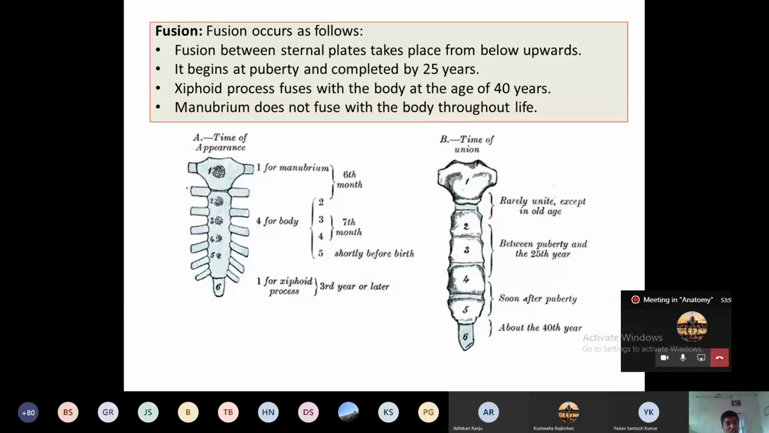But see, the sternal angle, or the manubriosternal junction, is not fused. It remains throughout life, so it is mentioned as a secondary cartilaginous joint. Which one am I talking about? Yes, this will not fuse. This will remain throughout life. The rest of the parts will fuse. The xiphoid process will fuse with the body at the age of 40 years, and this also, 40 years, you have to remember. The rest of the parts will fuse by the age of 25 years.